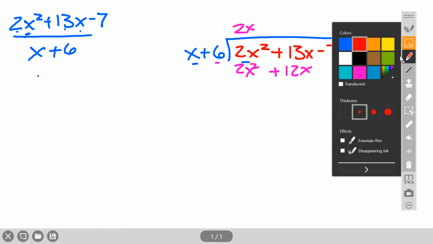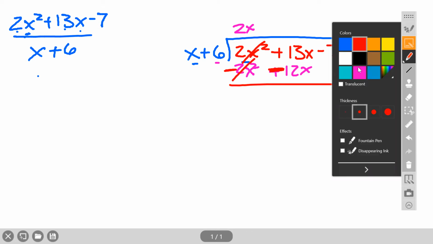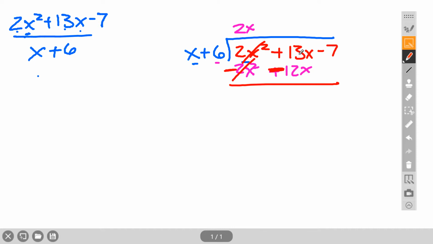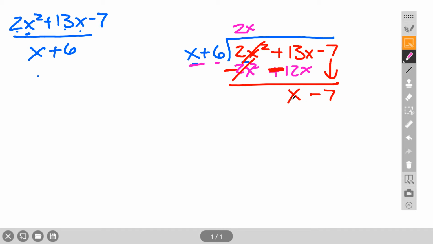Now, very important, we're actually subtracting these, so we need to switch the sign on the terms. The 2x squared becomes negative, and the 12x becomes negative. The signs switch. 2x squared minus 2x squared is 0. 13x minus 12x is x, and then we bring down the next term, which is minus 7. Then we start all over again. What do we multiply x by to get x? Well, we multiply by 1. x times 1 is x, and 6 times 1 is 6.